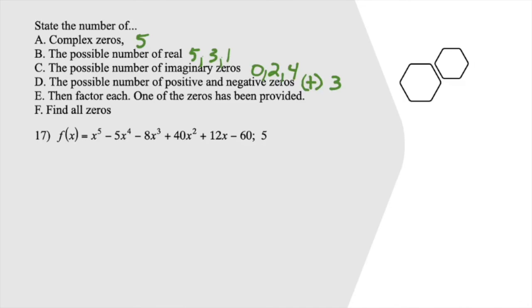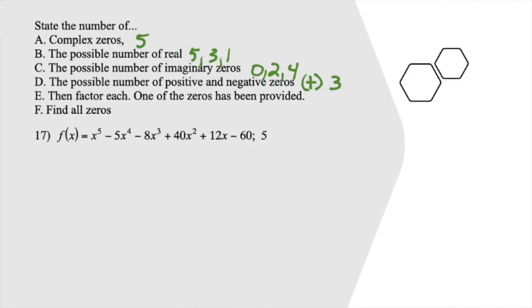Would you like to factor by grouping, or would you like to do synthetic division with the 5? Factor by grouping. If you do synthetic division with the 5, you're going to turn it into a 4th degree. Okay, so let's do factor by grouping. Factor by grouping would be better.